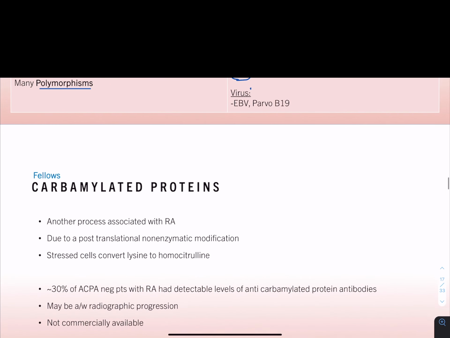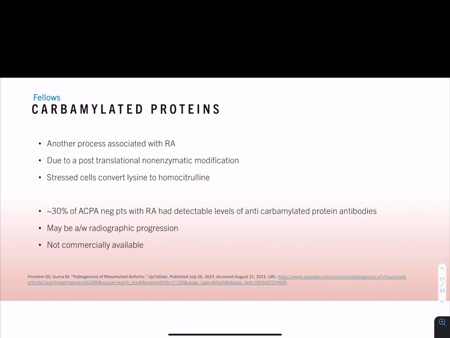Next, I want to mention carbamylated proteins because they can show up on your exam from time to time. Carbamylation is another process that is associated with rheumatoid arthritis pathogenesis. Carbamylation of proteins occurs as a post-translational non-enzymatic modification where stressed cells convert lysine to homocitrulline. In one study, about 30% of ACPA-negative patients with RA had detectable levels of anti-carbamylated protein antibodies. Carbamylated proteins may be associated with radiographic progression, and testing is not commercially available, so its clinical relevance is limited.